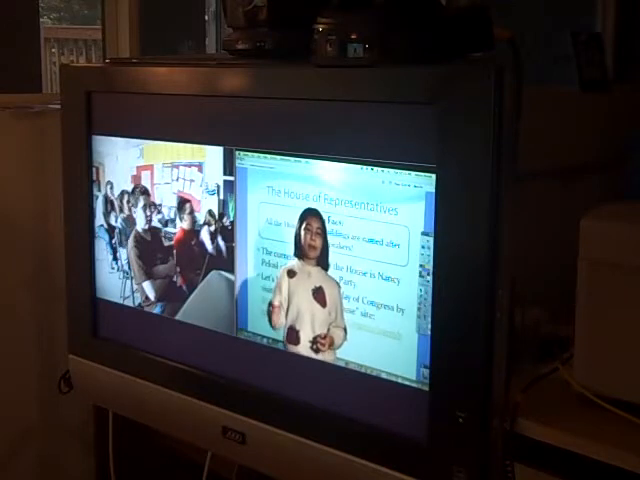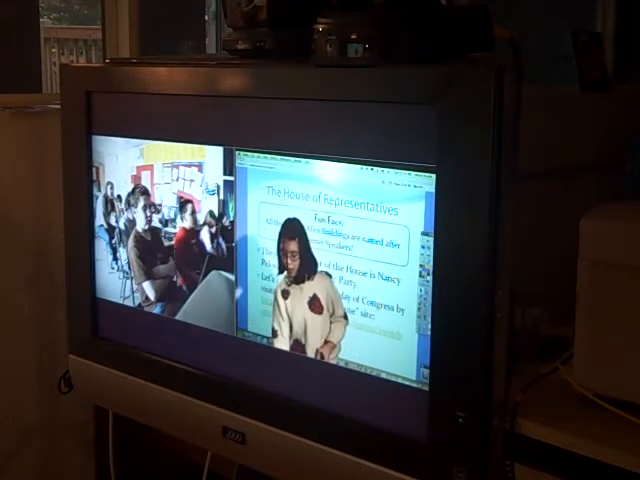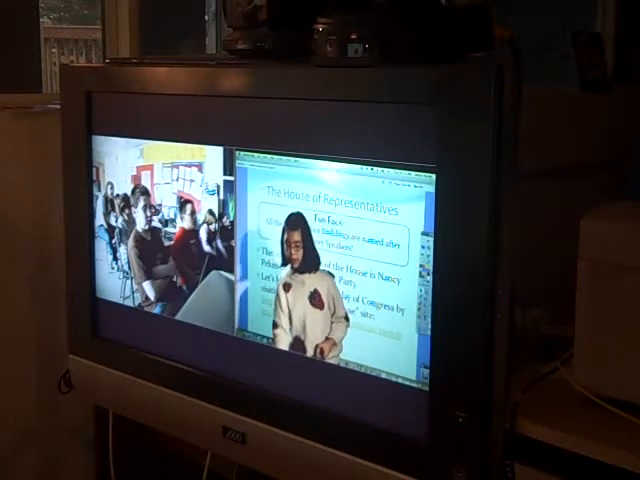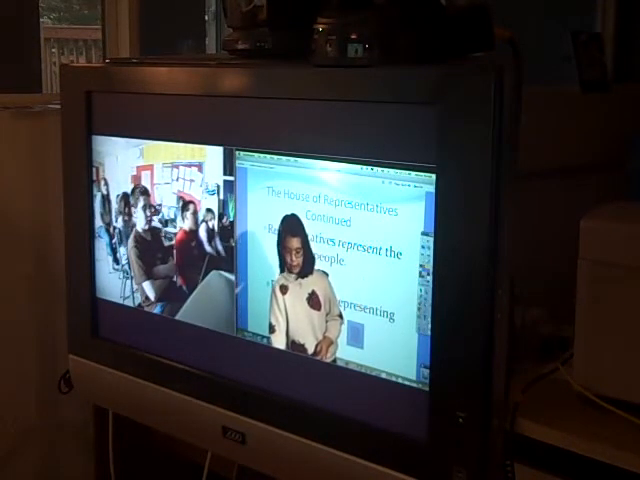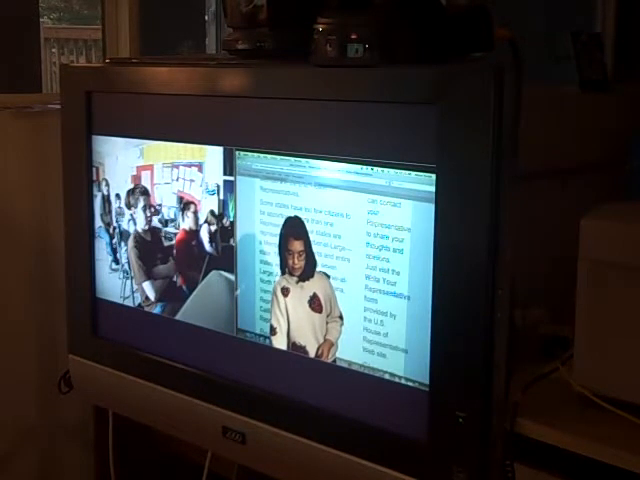Okay, so they represent you, and you're called the constituents in a certain district, and it's based on the state population. So you can actually find out who's representing you on the House website.